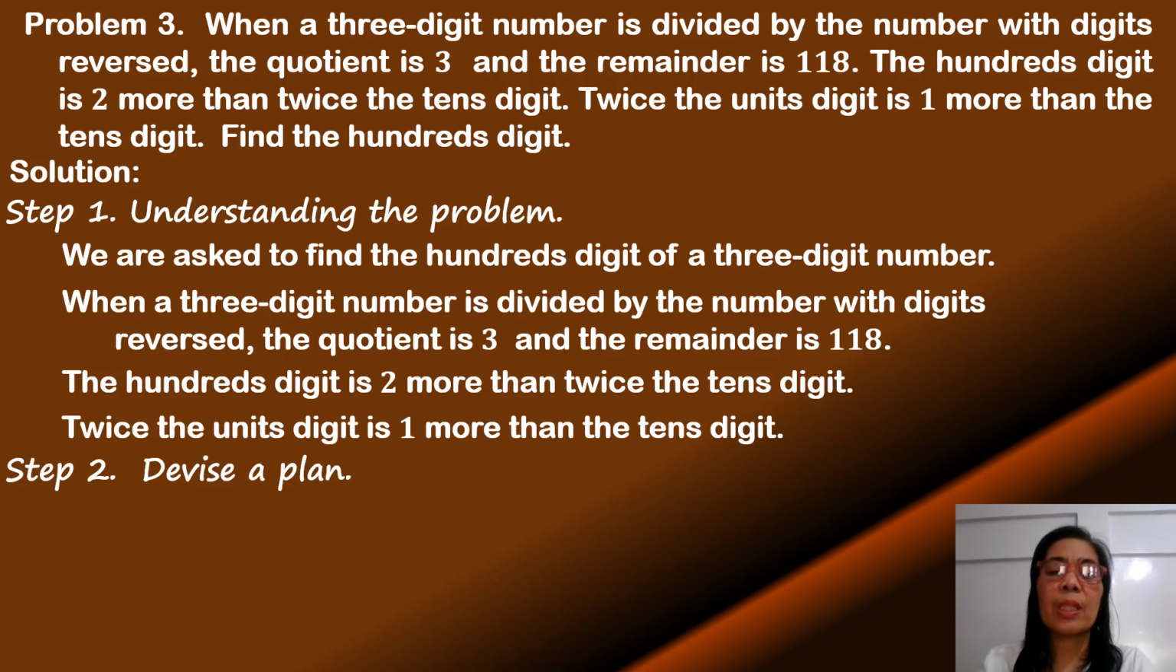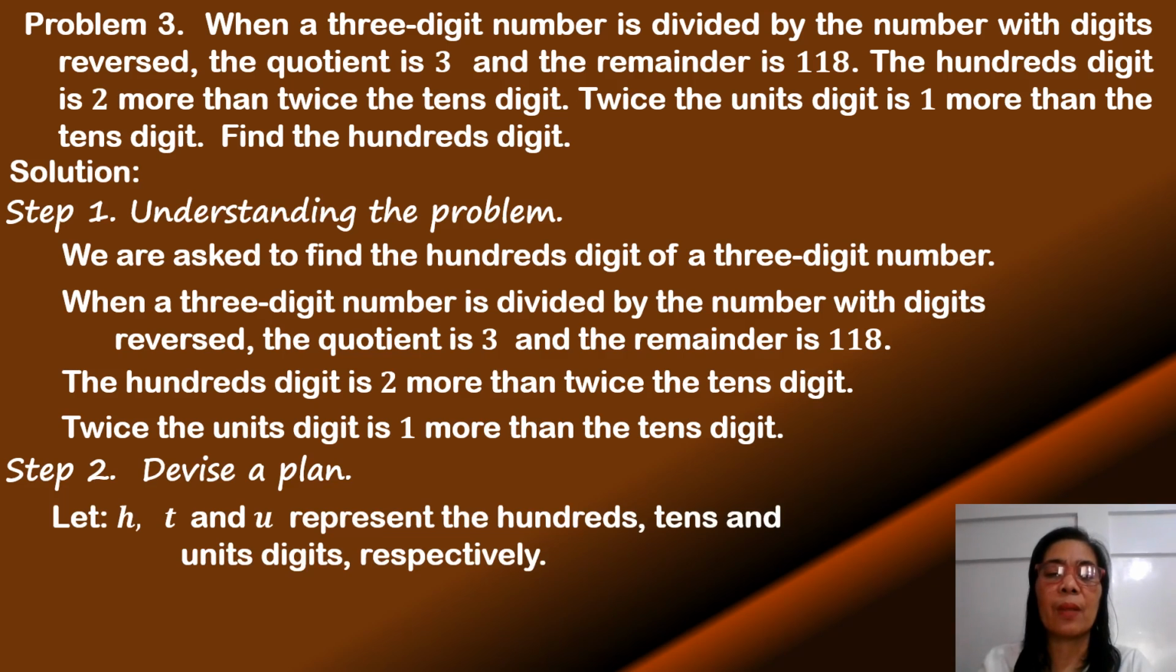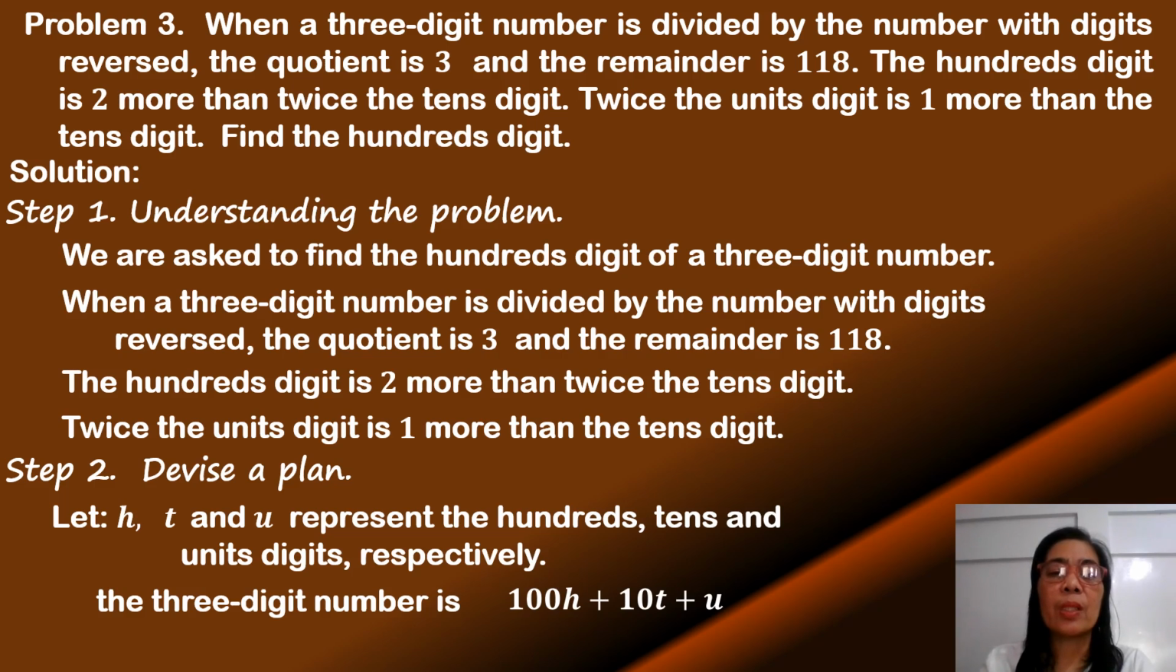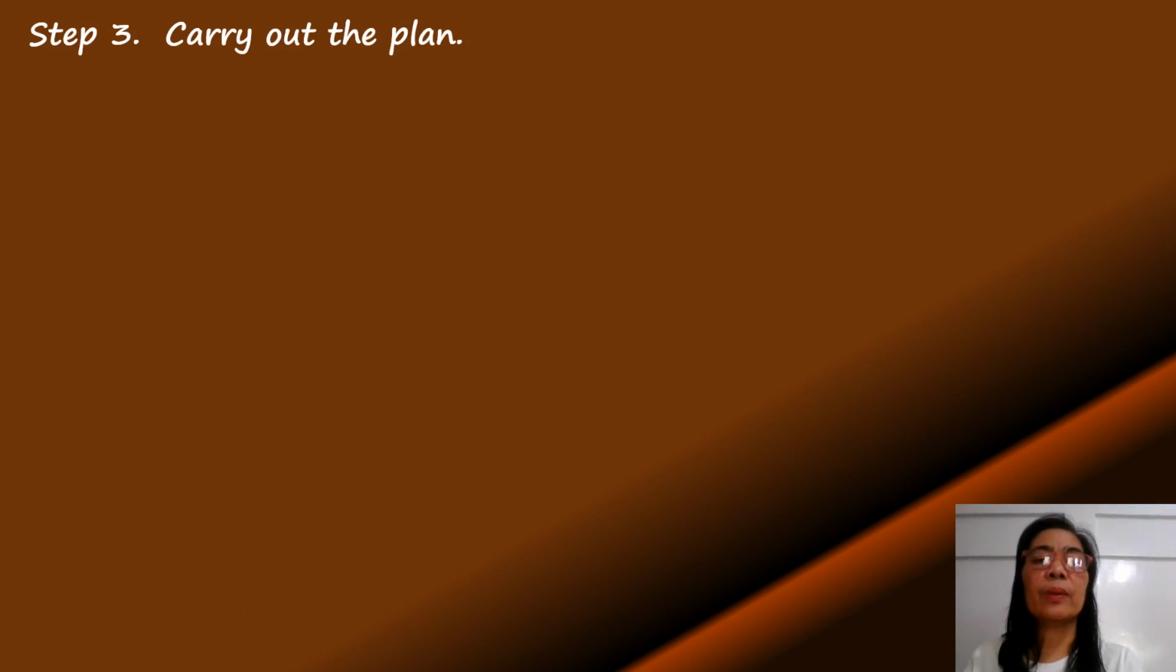We proceed to the next step, which is to devise a plan. So since this is a 3-digit number, we use variables to represent the hundreds, tens, and the units digit. And the number is represented by 100h plus 10t plus u. And since there is a mention about the digits reversed, it is represented by 100u plus 10t plus h.